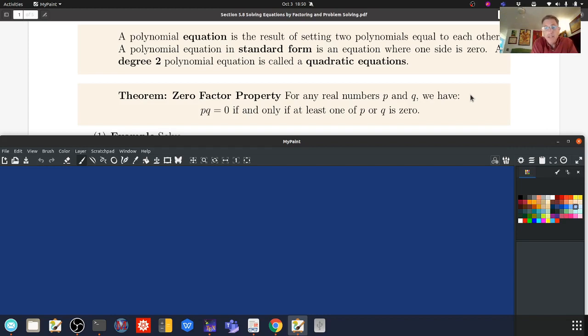And we can extend that. If p times q times r is equal to 0, then at least one of p, q, or r will have to be equal to 0. So the only way you're going to be able to multiply something and get 0 is if one of the factors is equal to 0.